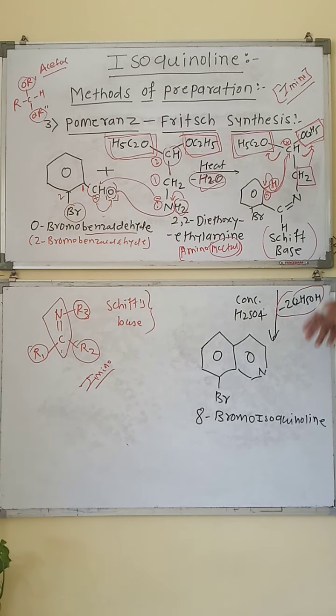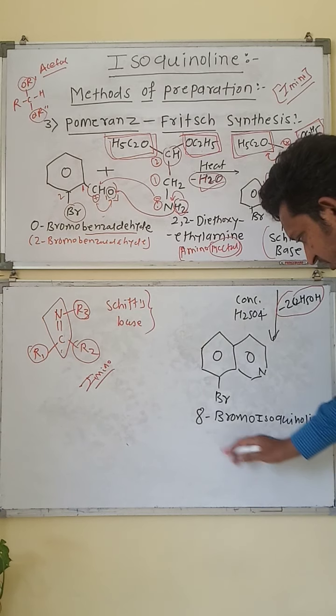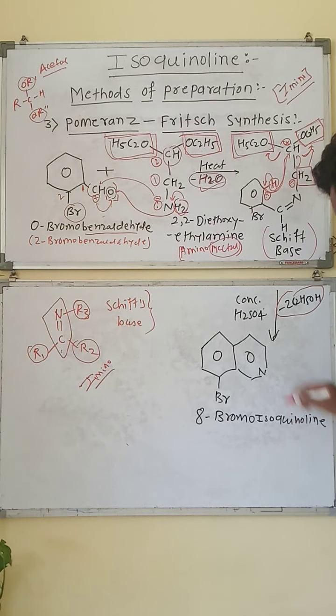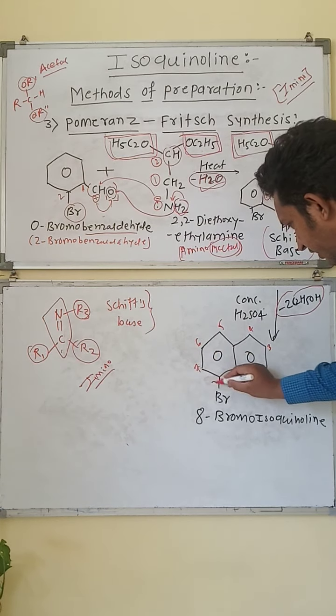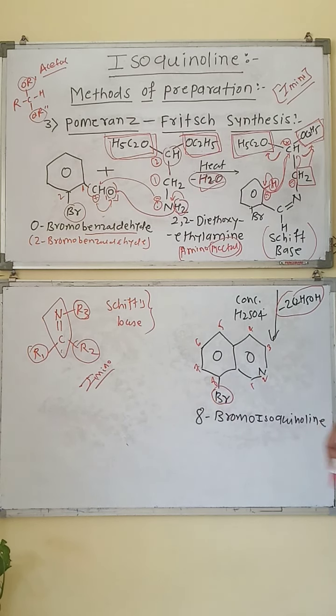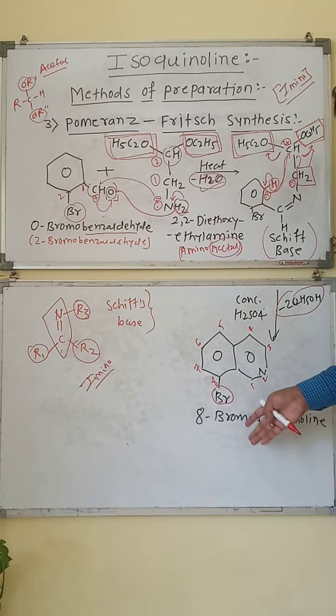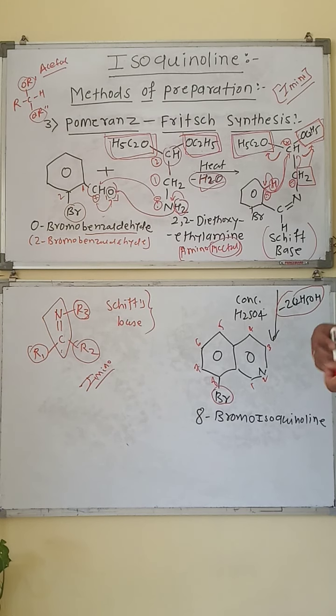Also, after the removal of this hydrogen, this carbon is electron rich and this carbon is electron deficient, so there is a formation of a double bond between them, and finally we get this derivative of isoquinoline. It is called 8-bromo isoquinoline. This is the first, second, third carbon, fourth, fifth, sixth, seventh and eighth carbon. The eighth carbon of the isoquinoline is substituted by the bromine, so it is called 8-bromo isoquinoline.